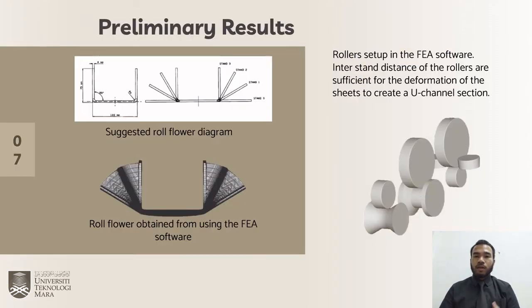These are the preliminary results that I have obtained during this study. As you can see on the left, the suggested flower diagram is similar to the one that I have modeled using SIMUFAC forming. As for the setup of the rollers on the right, it is confirmed that the interstand distance between the rollers is sufficient to let the metal sheet deform and flow normally without any error. The final product obtained is the U-channel using 3 incremental stages.